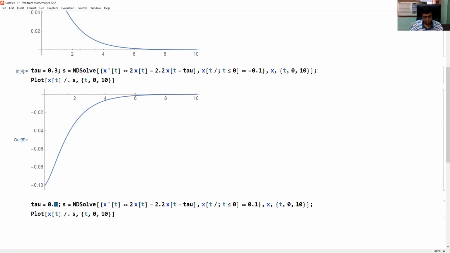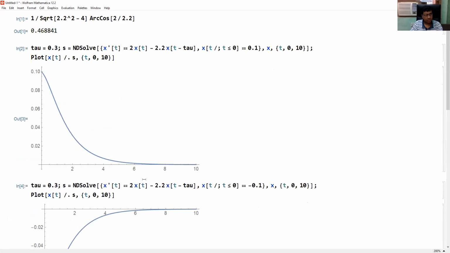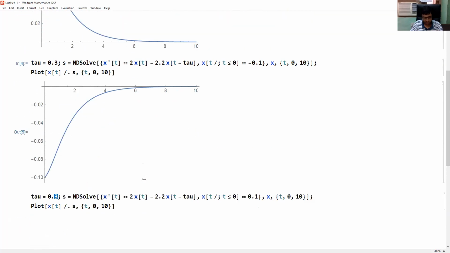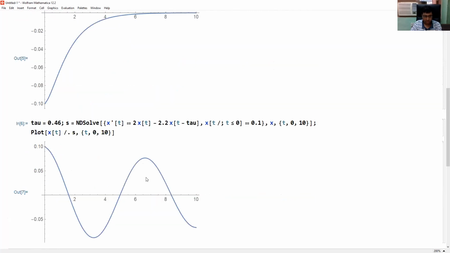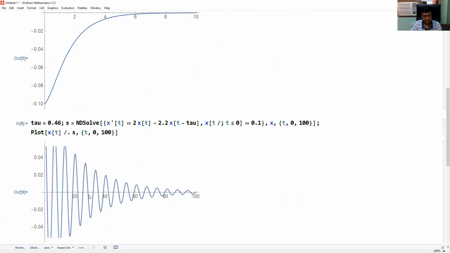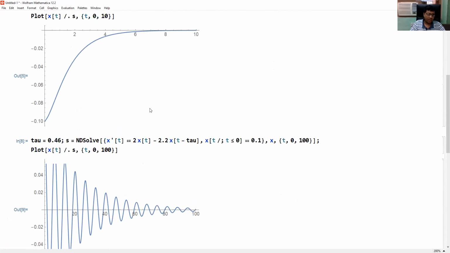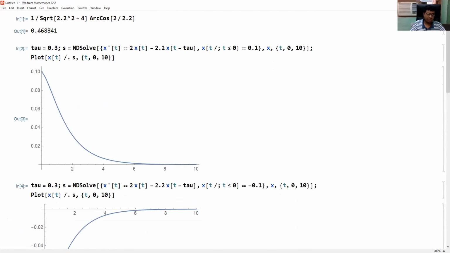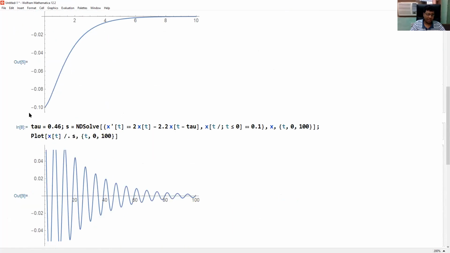Now let us take 0.46. Convergence will be slow because we are very close to the critical value. So instead of 10, we take 100, time up to 100. You can see that it is oscillating and getting stabilized. Now, if we take a higher value, say 0.47, then we get instability.